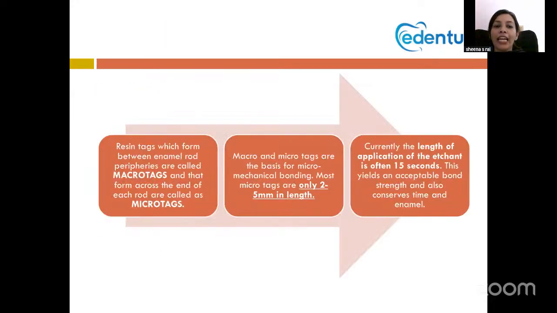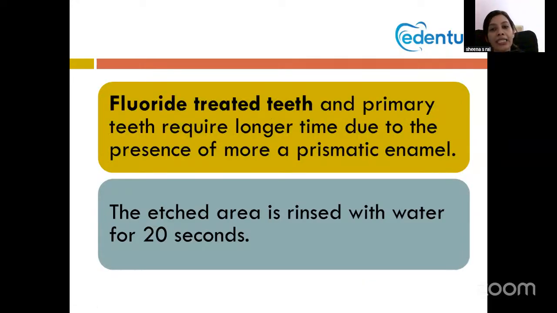When we etch, micro tags and macro tags are formed, and most micro tags have a length of 2 to 5 microns. Another important point is that the currently recommended etching time is 15 seconds. Keep this in mind. Another important point is that fluoridated teeth and primary teeth require a longer time compared to normal etching, mainly because of the prismless enamel that is present. Normal etching is 15 seconds; here it is increased to 20 seconds.